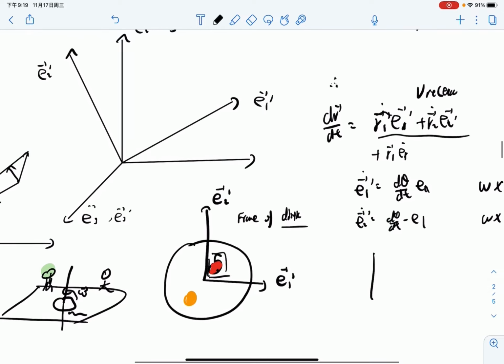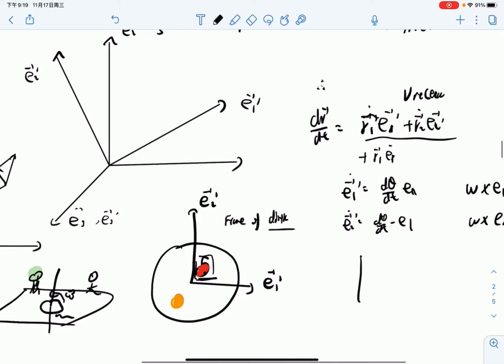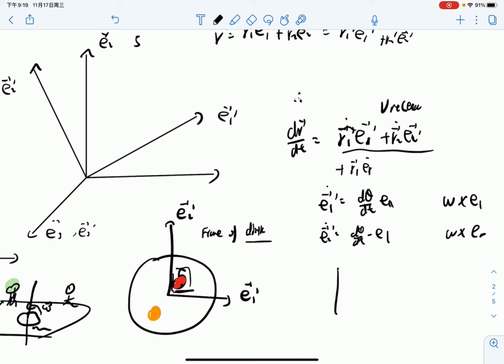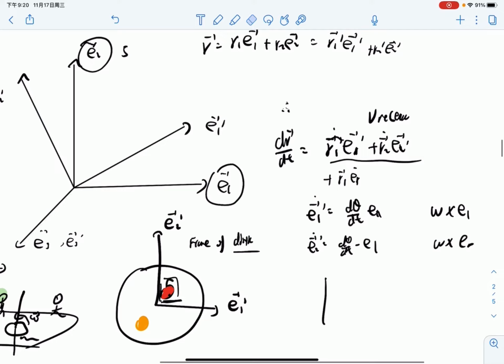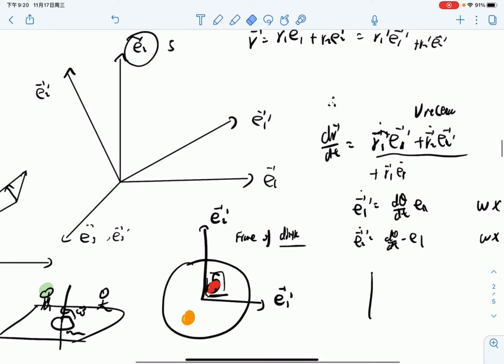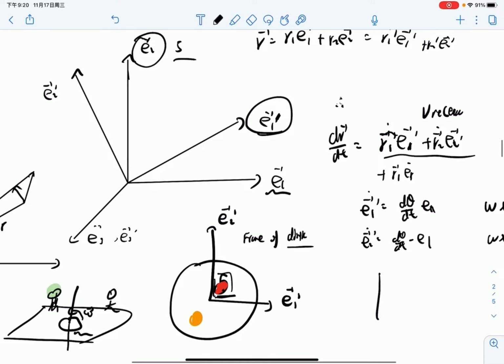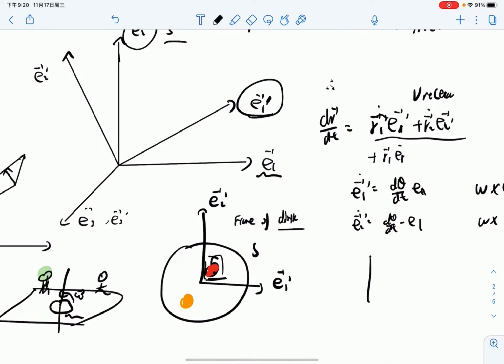Now we want to describe the apple's location using the original frame, using E1 and E2. How do you do this? First, we need to find the unit vectors E1 prime and E2 prime in the frame of S, and we call S prime the rotating frame.